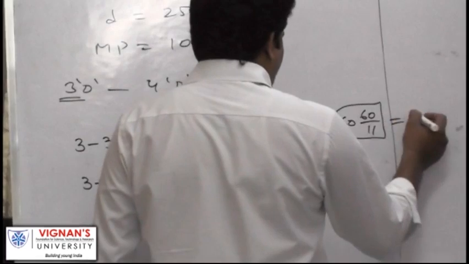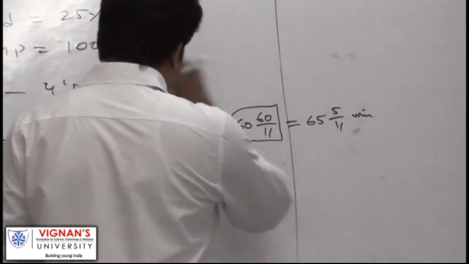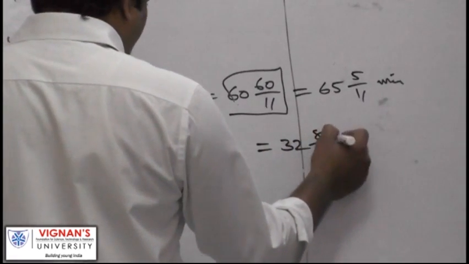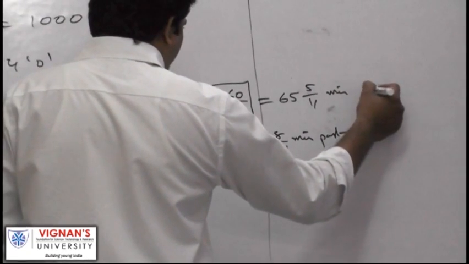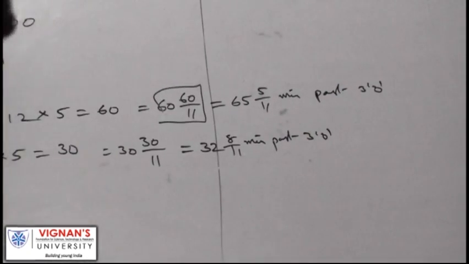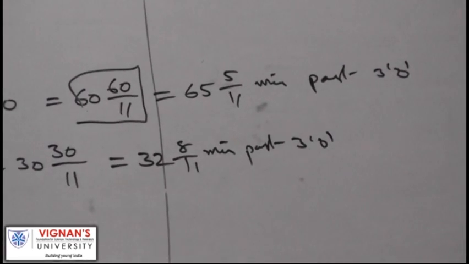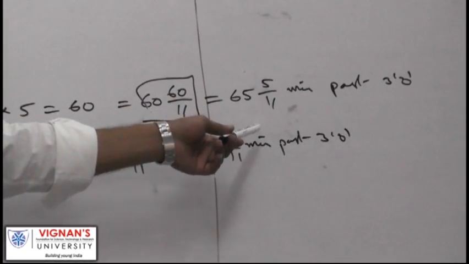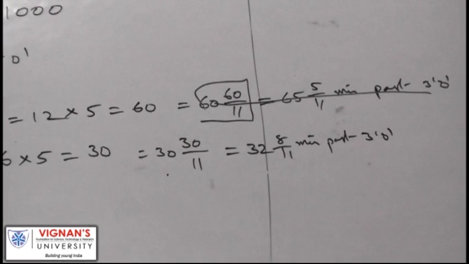So 65 and 5 by 11 minutes after 3 o'clock. 30 by 11: 11 divides 2 times. 32 and 8 by 11 minutes past 3 o'clock. This is minutes past 3 o'clock. See, when it happens, 3 minus 3 is happening 65 minutes after 3 o'clock. It means it is after 4 o'clock. We don't consider this. Now this is happening between 3 and 4.